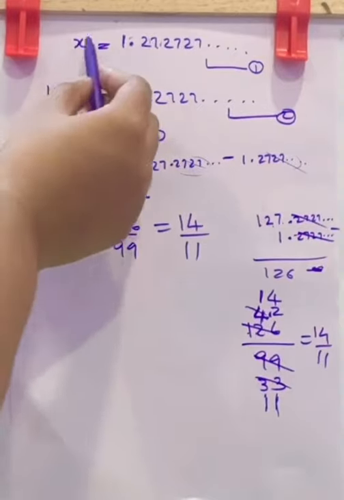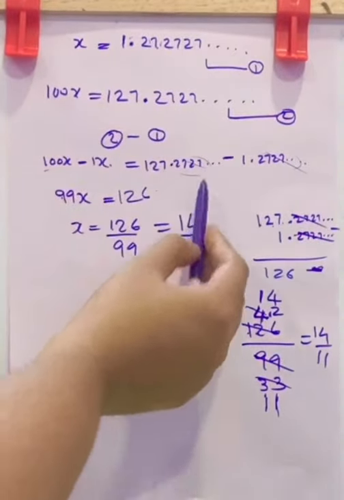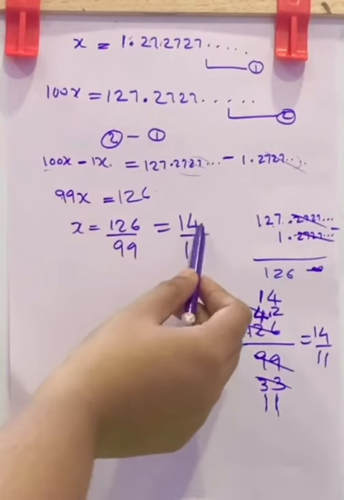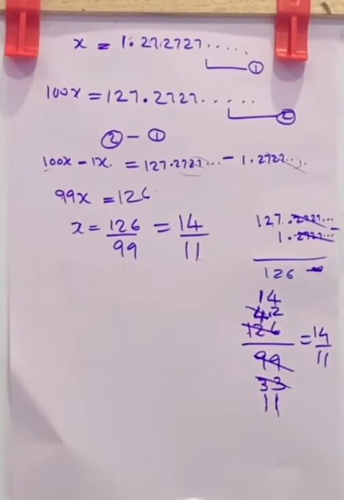So if you write this in P by Q form, you get P as 14 and Q as 11. That is, P by Q is 14 by 11. Now coming to the next question. That is, show that 0.235235 can be expressed in the form P by Q.